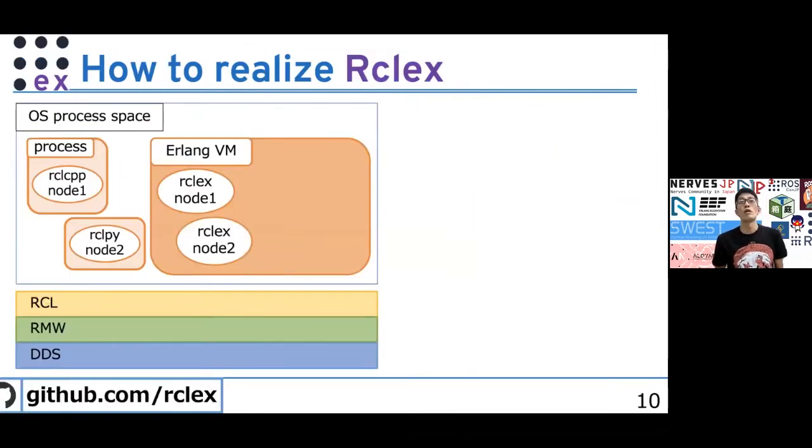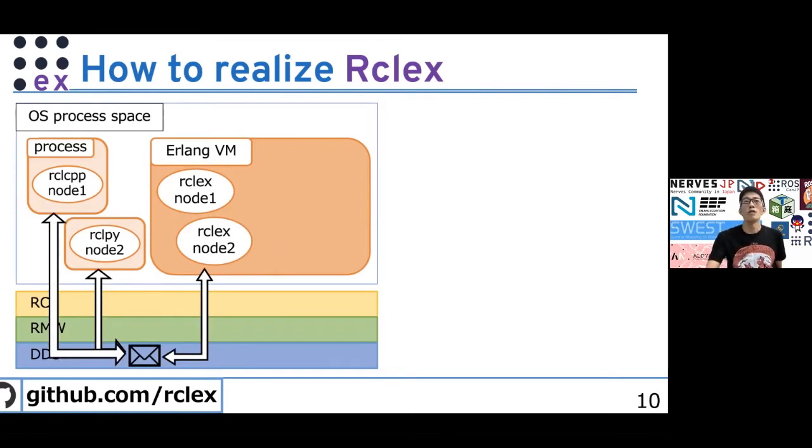But how did we realize RCLEX? And how do we communicate between RCL-CPP or RCL-Py nodes and RCLEX nodes? The key idea is very simple. We use NIFs, native implemented functions. As I mentioned above, the software structure of ROS is beautifully designed. So all we need to do is call RCL functions via NIF from Elixir code. We built an rcl.so shared library to pack RCL functions and APIs with Elixir make.